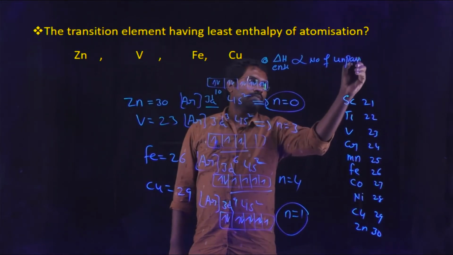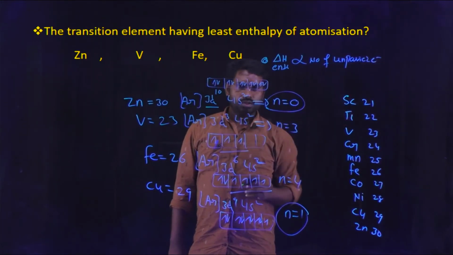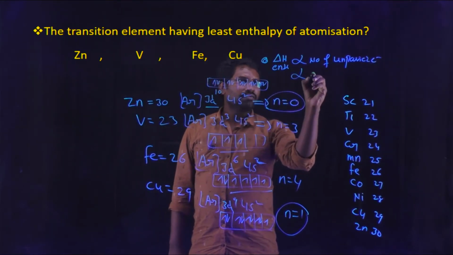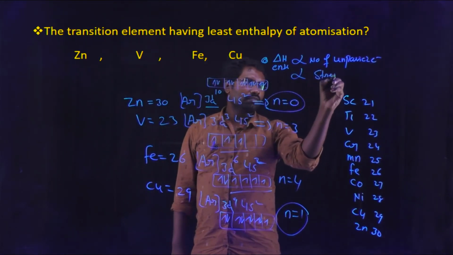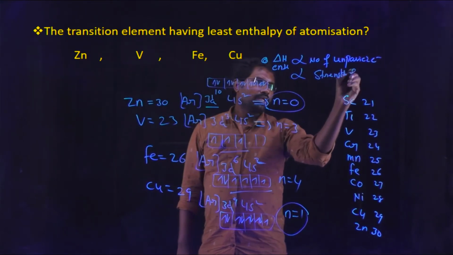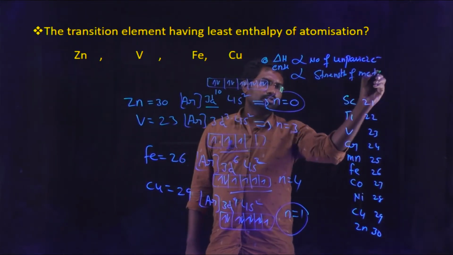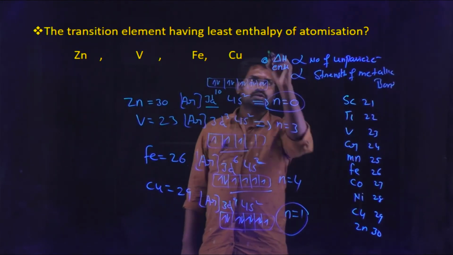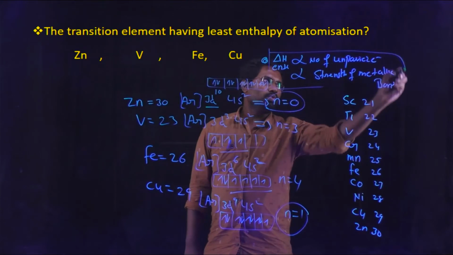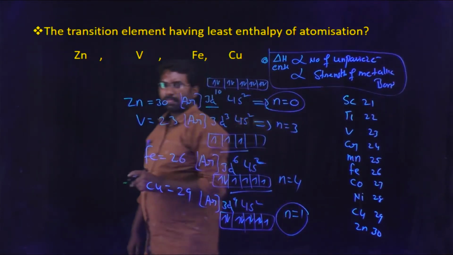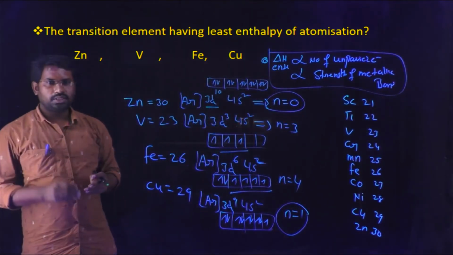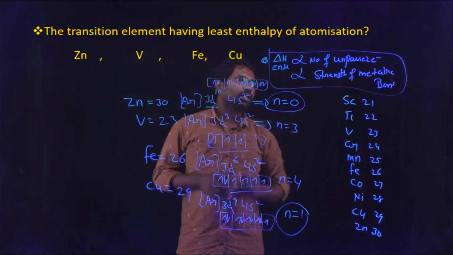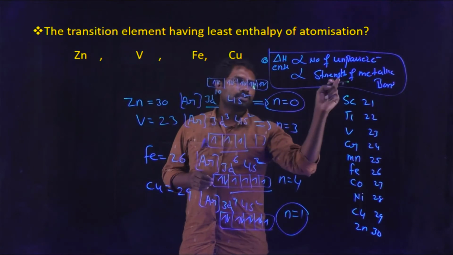The enthalpy of atomization is directly proportional to the number of unpaired electrons, or directly proportional to the strength of the metallic bond which is present between the atoms. So this is a clue sentence for solving this question.